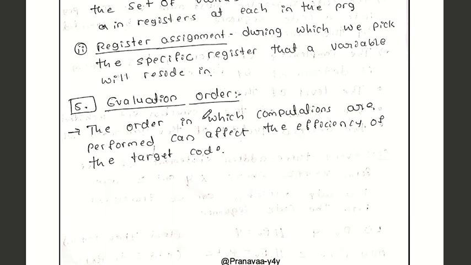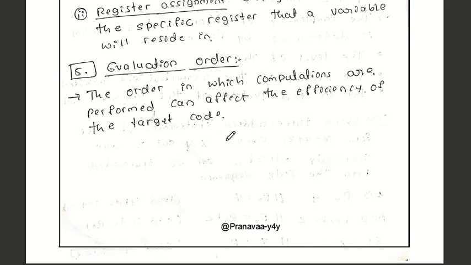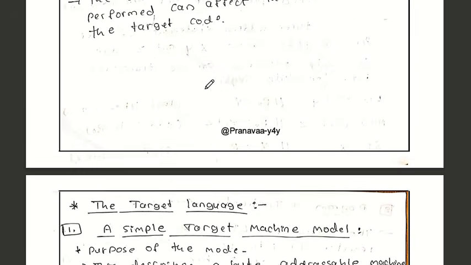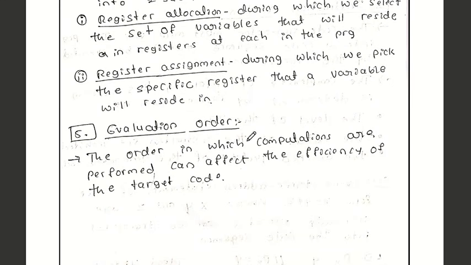Then fifth one comes the evaluation order. It is a very small description, even in the textbook. The order in which computations are performed can affect the efficiency of the target code. That all comes under the evaluation order. These are the five issues that come under the design of a code generator.